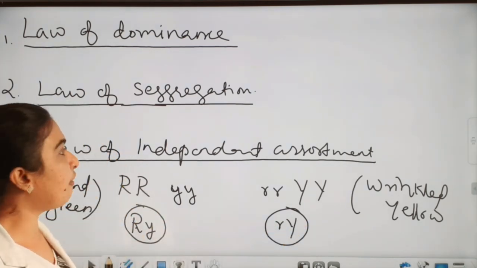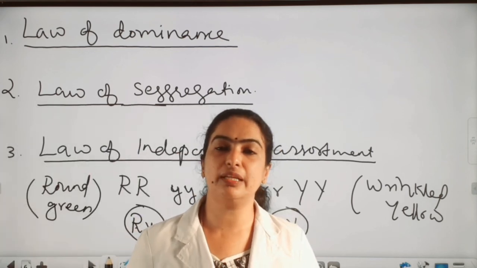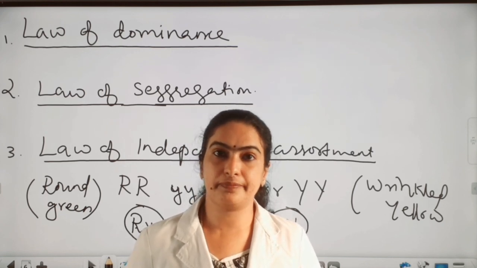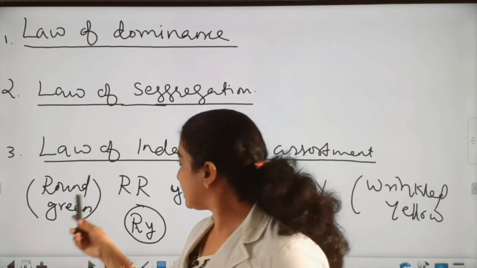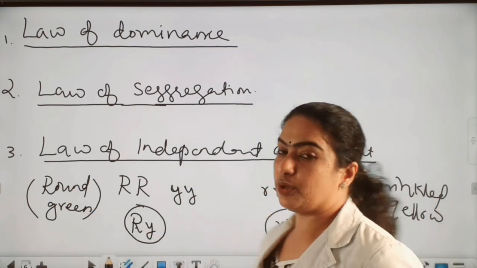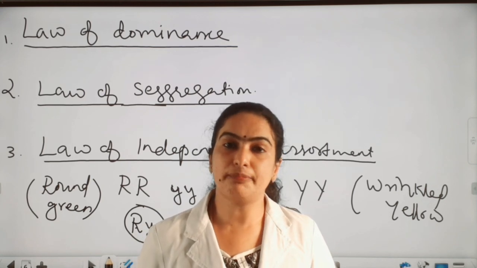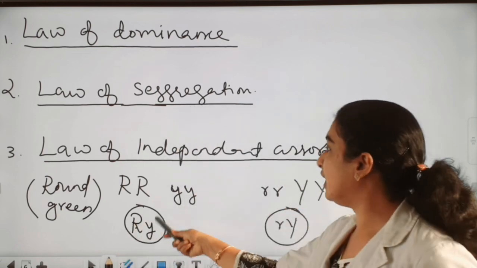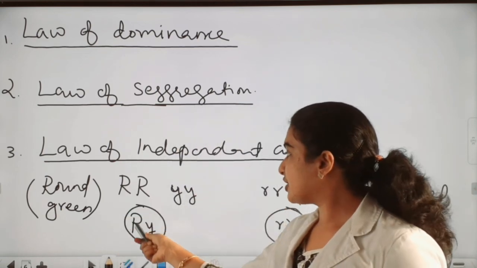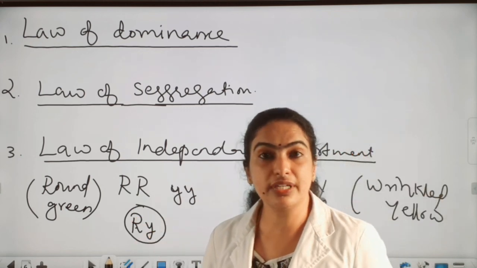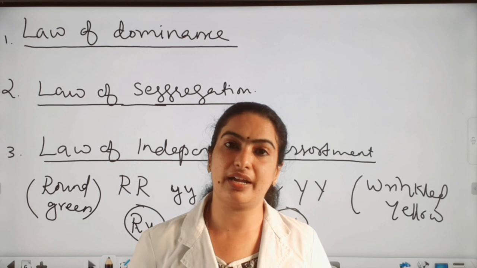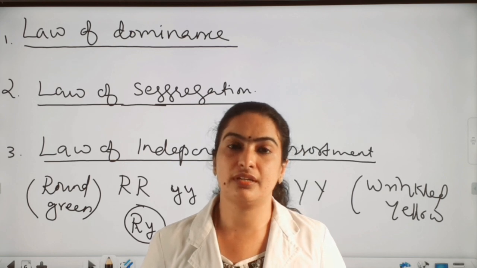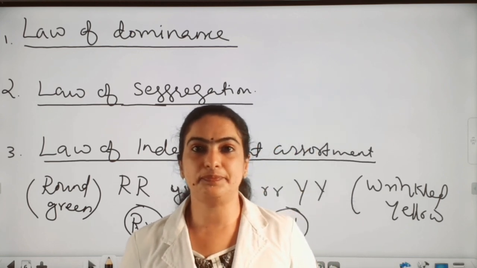So we can see what is law of independent assortment. According to the law of independent assortment, when two pairs of characters are brought together in a hybrid, two pairs meaning round green, wrinkled yellow, the segregation of one pair of characters is independent of the other pair of characters. So the separation of one pair of characters is independent of the other pair. This is based on dihybrid cross. Okay, is it clear about the laws of inheritance, the three laws by Gregor Johann Mendel? That's all for today.